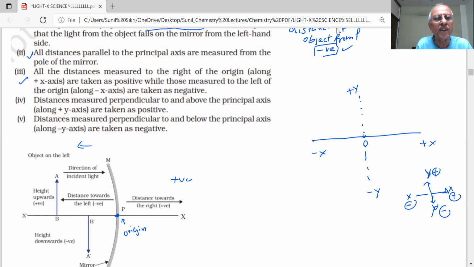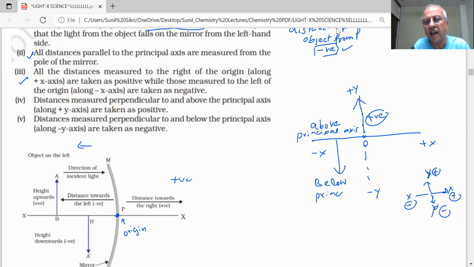So whatever distance we measure perpendicular to and above the principal axis will be taken as positive. For example, this measurement will be positive because it is perpendicular and above the principal axis. Anything which is below the principal axis, what will I do? Distances measured perpendicular to and below the principal axis will be taken as negative.